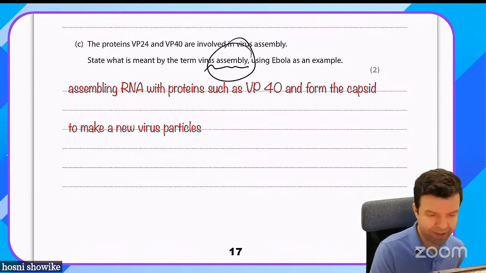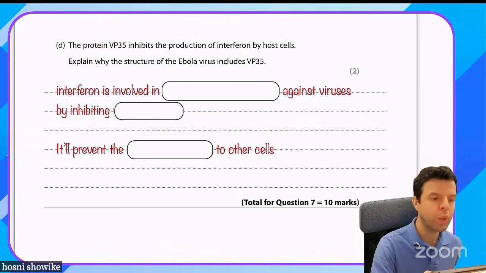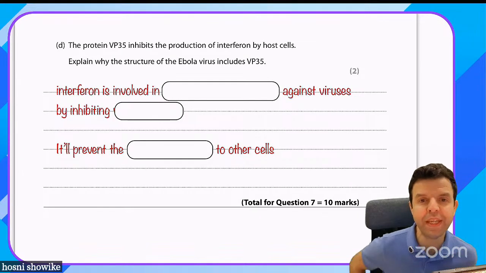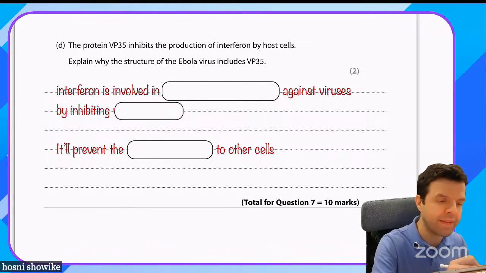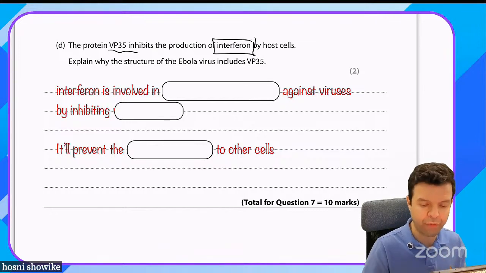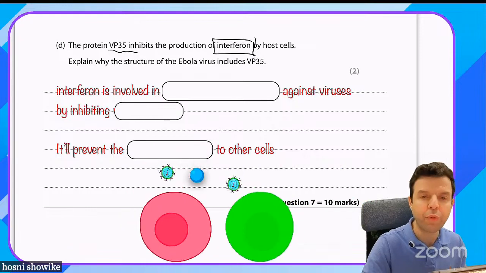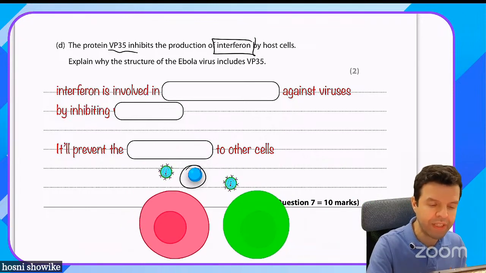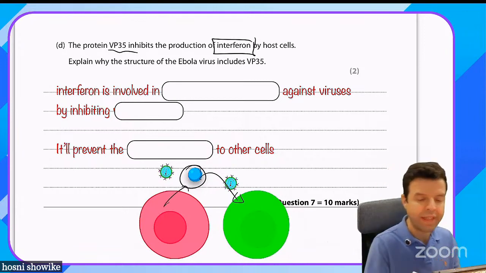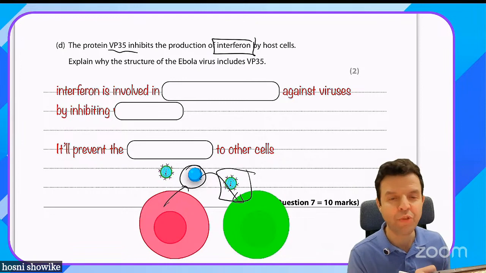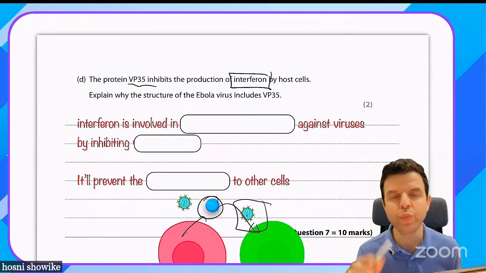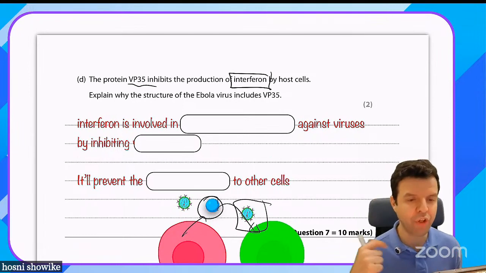Now, here comes the last bit of this question. It says, why does the structure of Ebola include VP35? They said that this VP35 inhibits interferons. Remember the interferon thing I was telling you about? That's the protein that moves from one cell to another, ensuring that the virus is not going to attach to the next cell. So just state how this will stop the action of interferon.